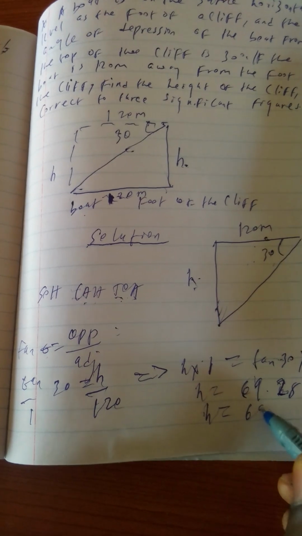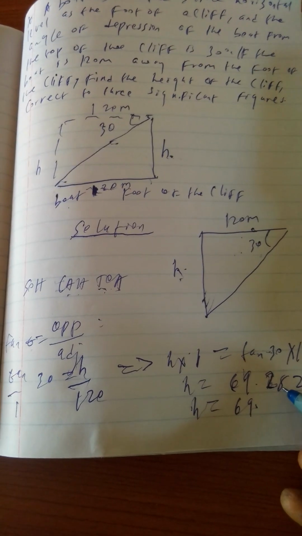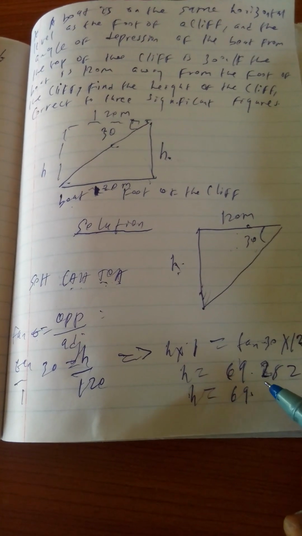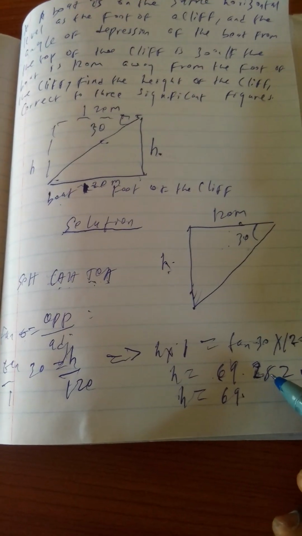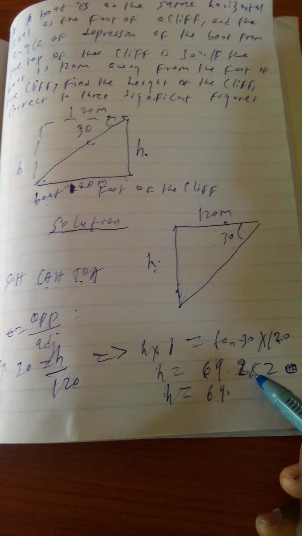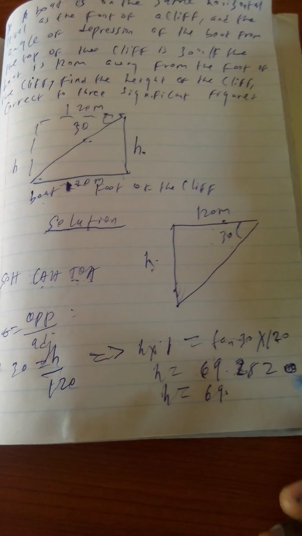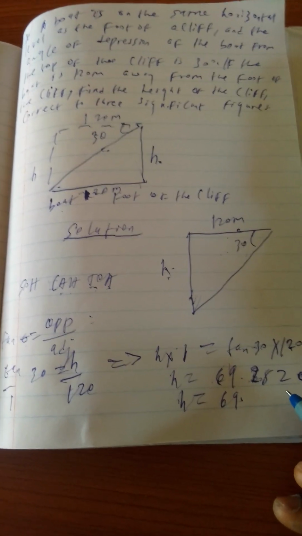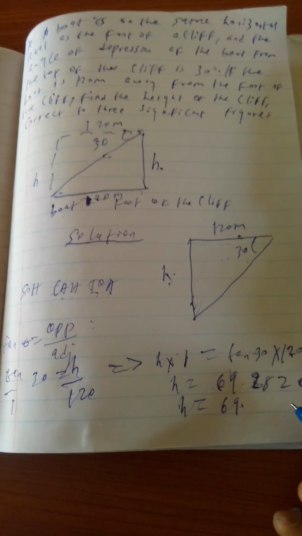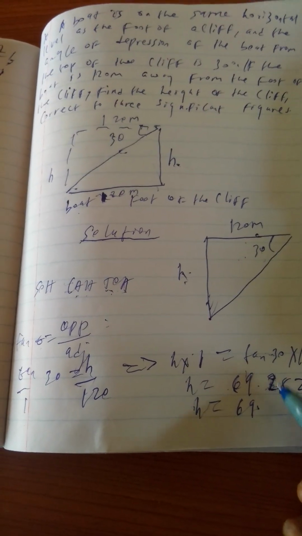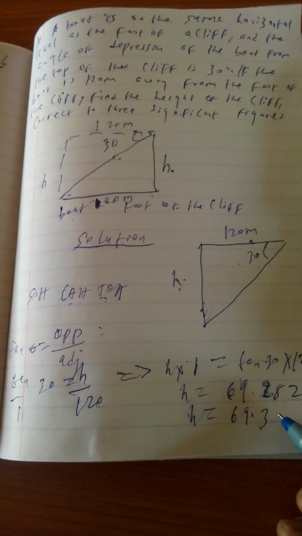So we have 69 point. Now we're going to check the number next to this third significant figure, since we were asked to leave it in three significant figures. Is it up to 5? If it's up to 5, we are going to add 1 to 2. If you study approximation well, you're going to agree with me that 8 is up to 5, so we're adding 1 to this to become 3. Now this is three significant figures.